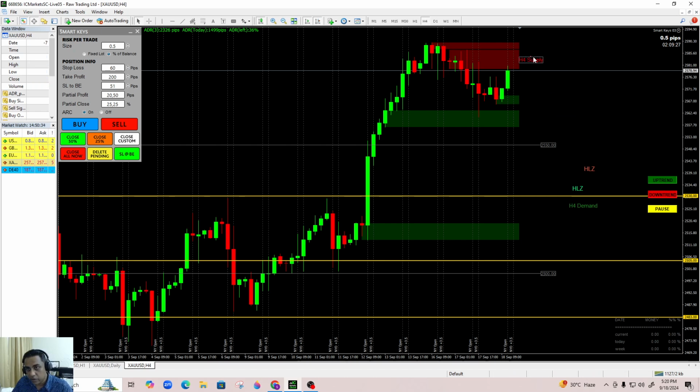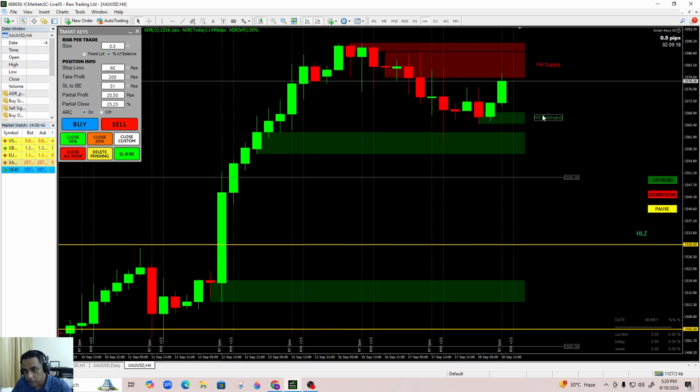So we got H4 supply there. We got H4 demand there. Those are the closest two. It really doesn't take that long if you do practice drawing H4 supply demand zones. Really, it doesn't take that much time to draw them correctly. Right. So these are the closest two zones that we have. We have H4 demand here, and we have H4 supply here.